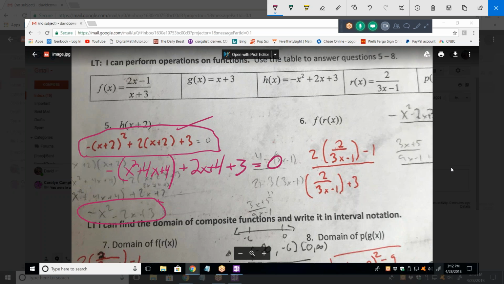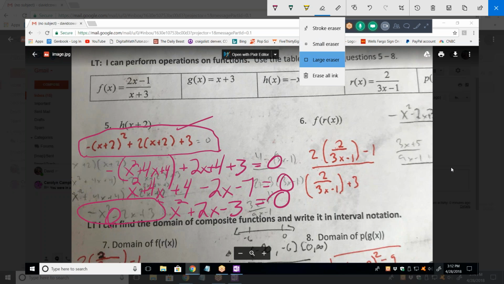Now let's get rid of that negative sign. So we got x squared plus 4x plus 4 minus 2x instead of plus 7 minus 7 equals 0. Now we got x squared plus 2x minus 3 equals 0. Got that sign right there. Actually, you got it right. Your answer is the same as my answer.